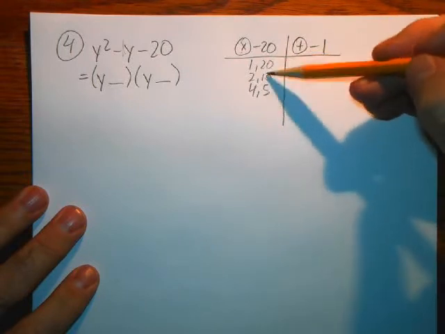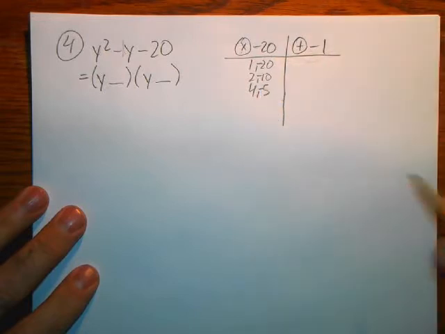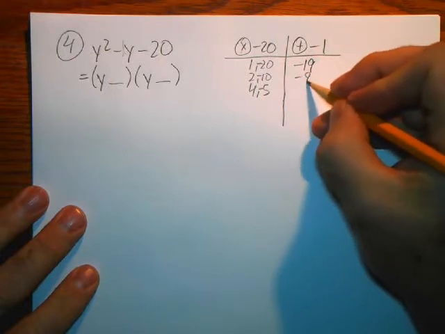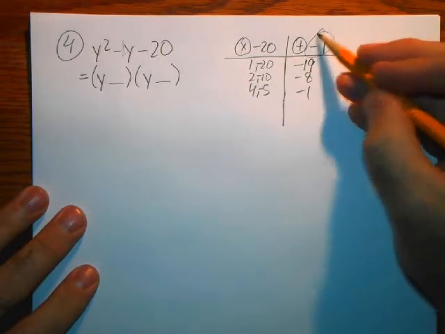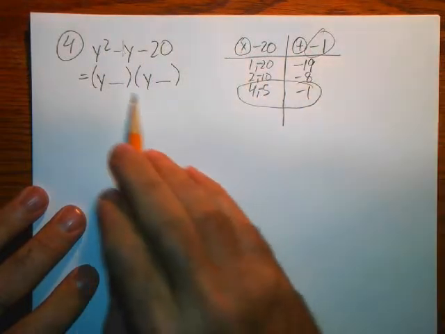So I'll just insert my negative sign in there, add them together. Negative 19, negative 8, and negative 1. Looking for negative 1, so there's my combination that works. So I got y plus 4, y minus 5.